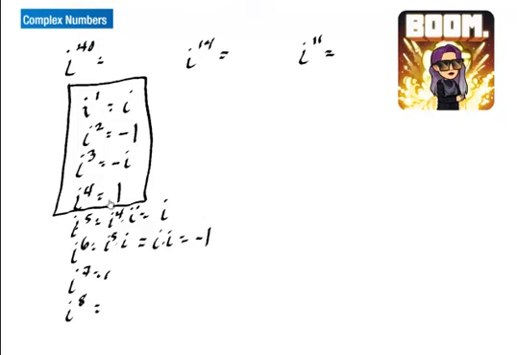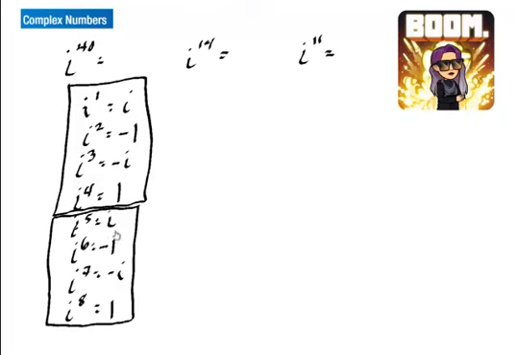i to the seventh would be i to the sixth times i to the first. So -1 times i is just -i. i to the eighth, I could say that's i to the fourth times i to the fourth. That's 1 times 1, which is 1. Let me clean this up a little.